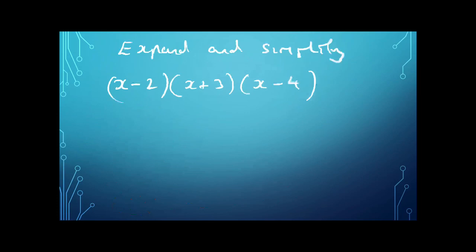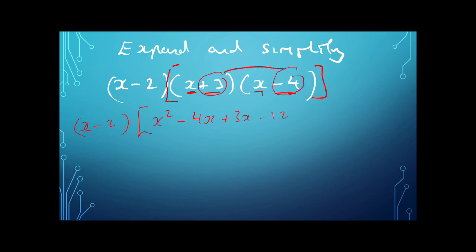Okay, I'm going to do the same again, expand those 2 and then multiply at the end by x minus 2. So x times x is x squared, x times negative 4 is negative 4x, positive 3 times x is positive 3x, and positive 3 times negative 4 is negative 12. Adding the like terms, that gives us x squared minus x minus 12.